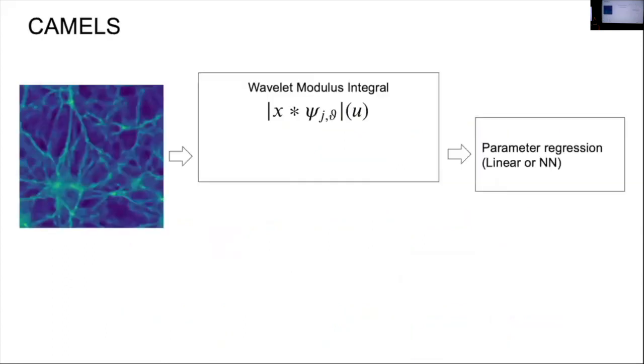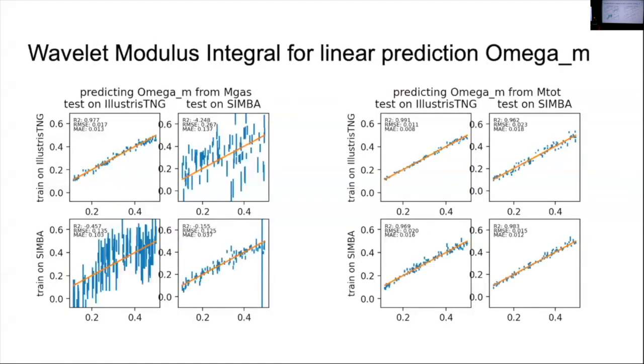All right. So the other thing that we can do is apply these wavelet modulus integrals to the CAMELS simulations that Paco talked about this morning. And so there, the setting is basically extract those coefficients and do a regression. And we've got some oriented wavelets here. And what you're seeing here is basically regressing omega matter from 2 different fields, gas mass and total mass.